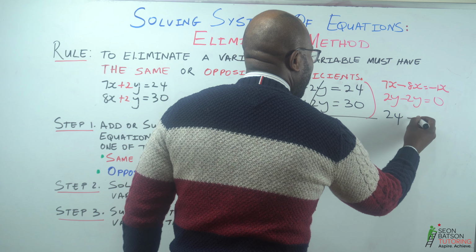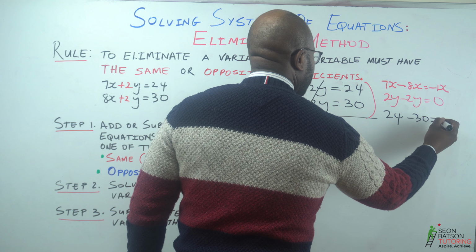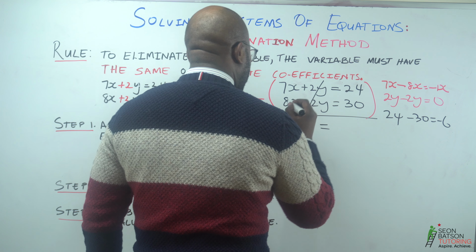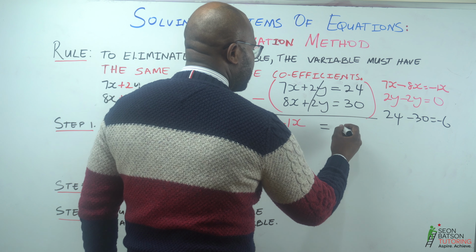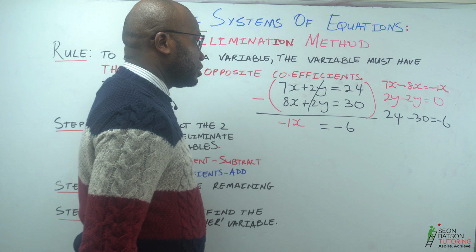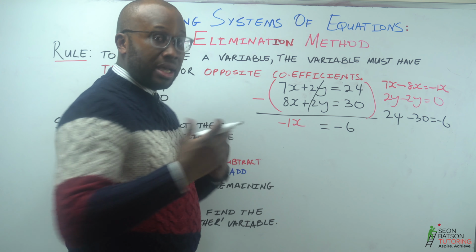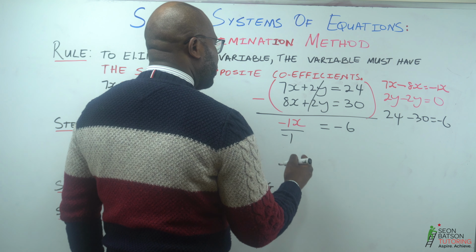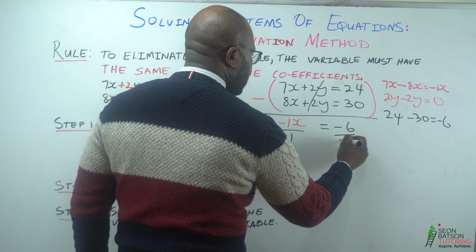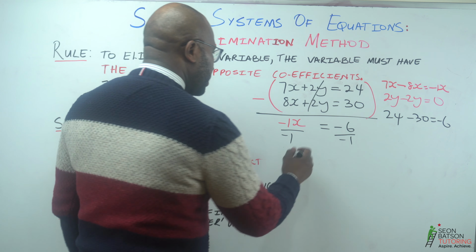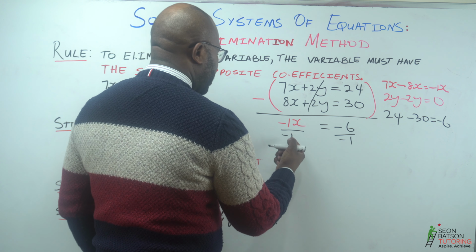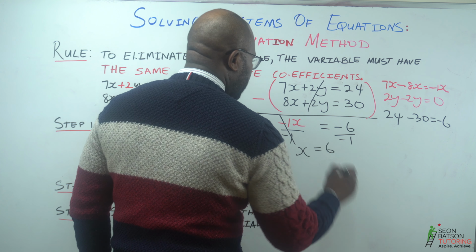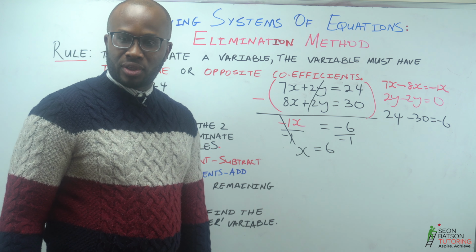24 minus 30. That will give us negative 6. Yes? So we have negative 1x is equal to negative 6. But we aren't done. The x has to be positive. So we will divide by negative 1. And if we divide by negative 1 on this side, we also have to divide by negative 1 on this side. So far, so good. We know that negative 1 divided by negative 1 is 1. So we have positive x is equal to positive 6. Yes? So far, so good.